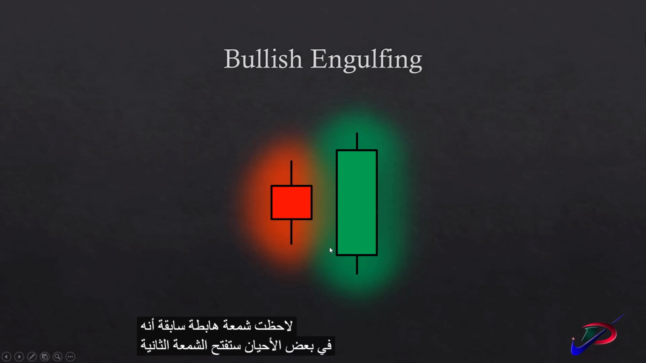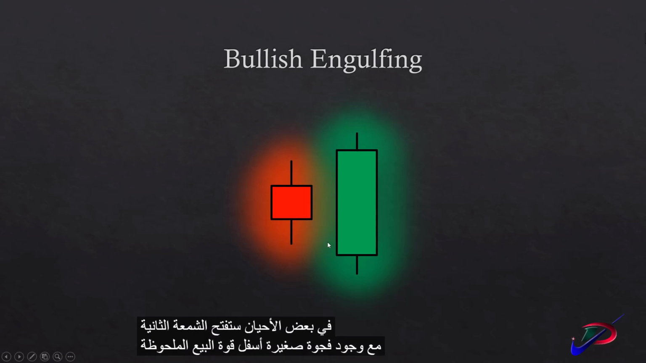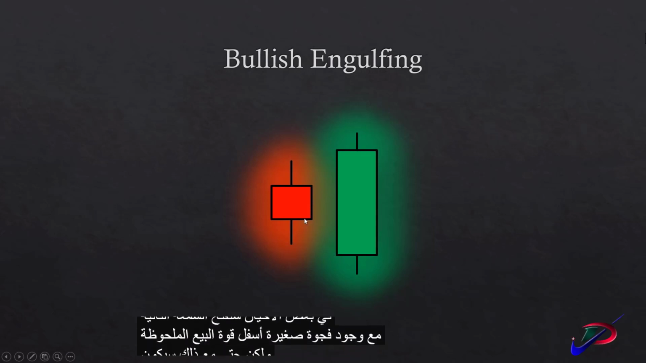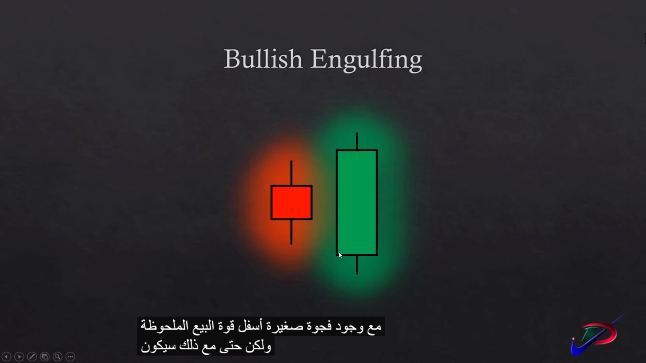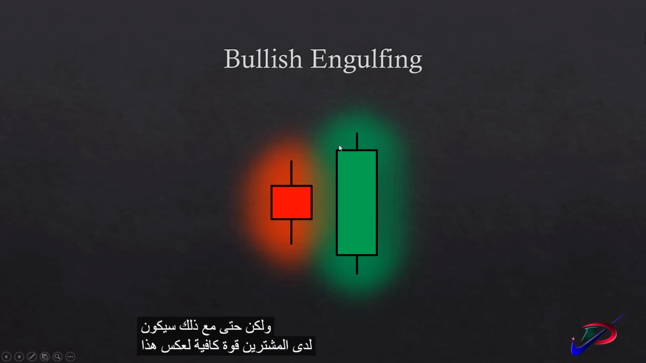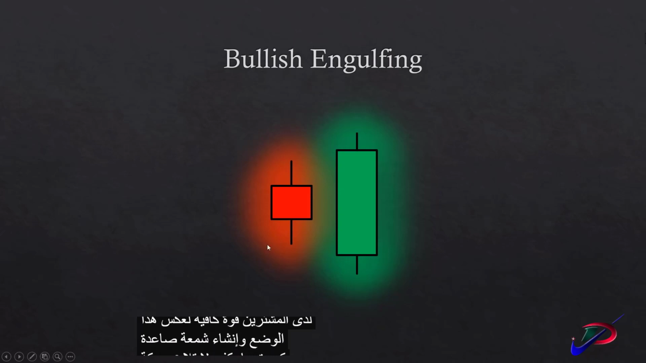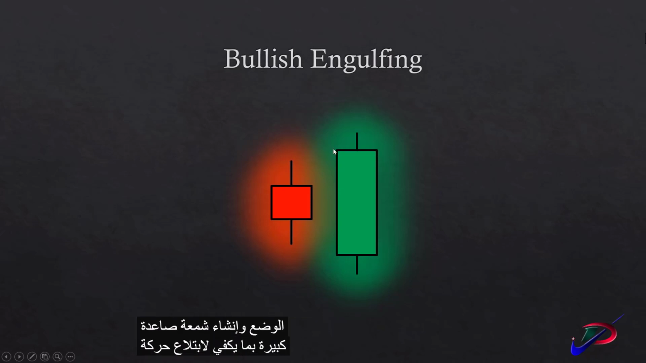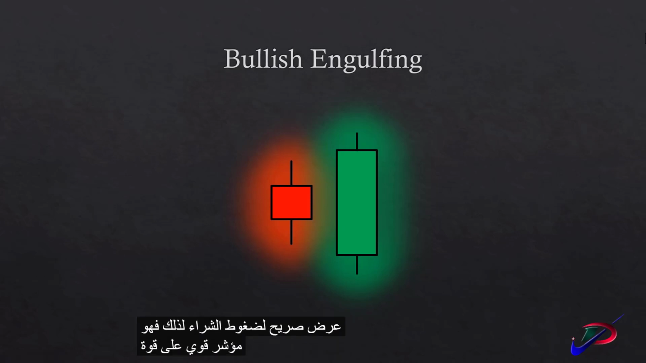Notice that sometimes the second candle will open with a small gap down, denoting selling power, but even with that, buyers will have enough strength to reverse that condition and create a bullish candle large enough to engulf the action of the previous candle. That is an explicit display of buying pressure, so it's a strong indication about the force of buyers and the weakness of sellers.